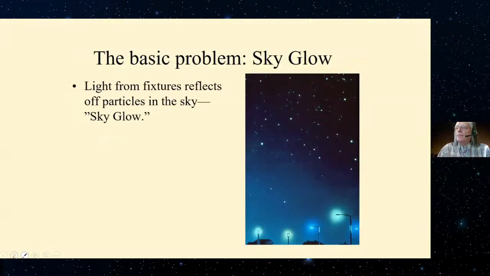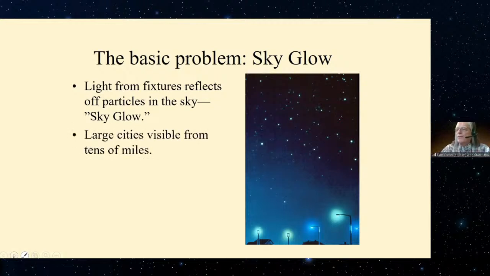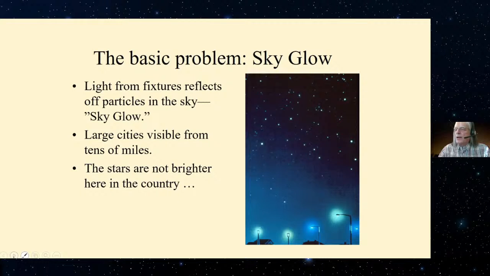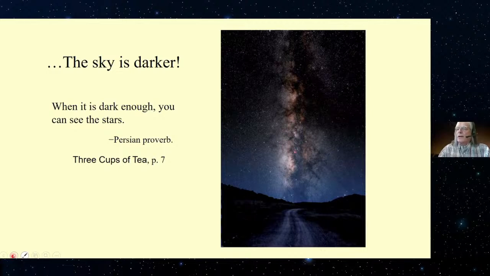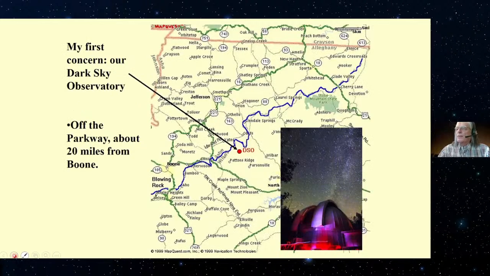The basic problem is light from fixtures reflects off particles in the sky, the so-called sky glow. Large cities are visible from tens of miles. If you're in the Raleigh area and approach it at night from the interstate, you can see the bubble of still mostly yellow sodium vapor light glow for tens of miles. The stars are not brighter out where I am in the country in Boone. The sky is darker, so it's really a matter of contrast. And so we need to darken the skies in order to see the stars that are essentially the same brightness everywhere. My first concern that got me into this was our Dark Sky Observatory that Rachel mentioned.